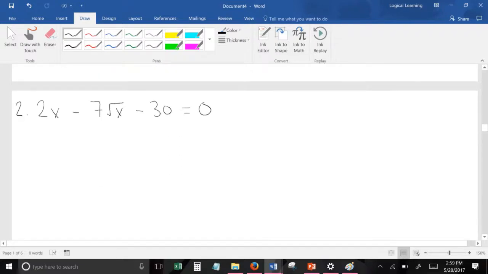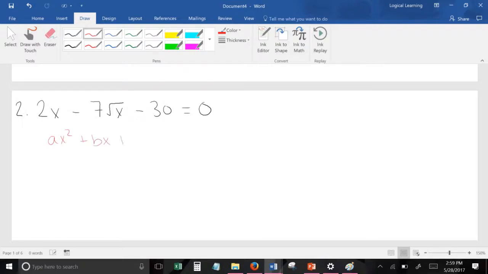In this one, it's different. We have 2x minus 7 root x minus 30 equals 0. And a lot of these equations in the book, they're nice enough to put this in the form that we already want it to be. We want it to look like ax squared plus bx plus c equals 0. So a lot of the times it's already in that order.